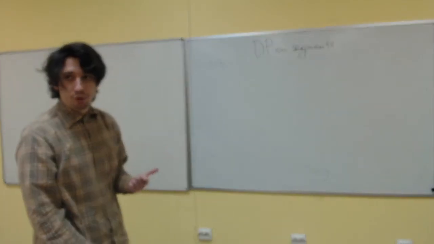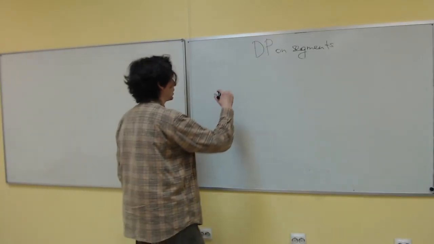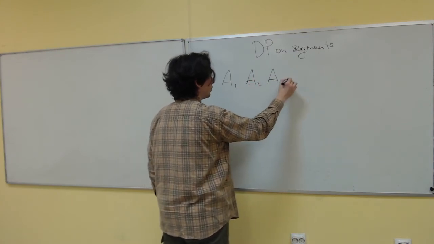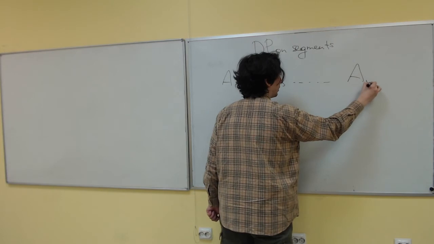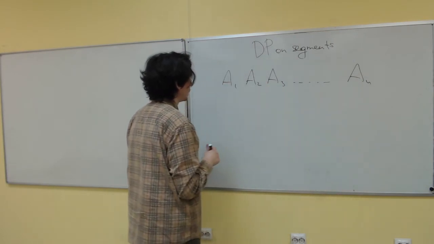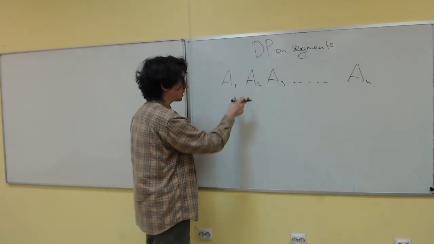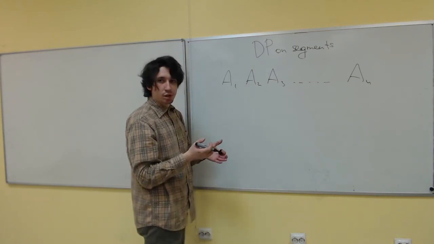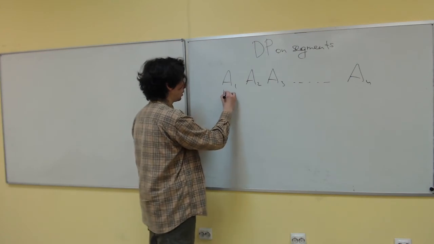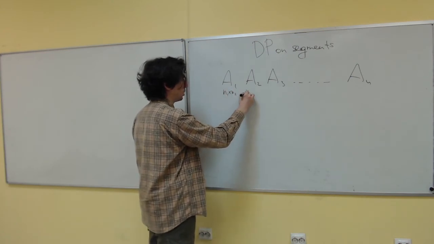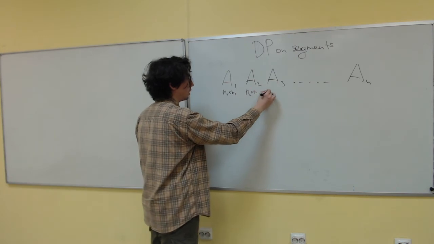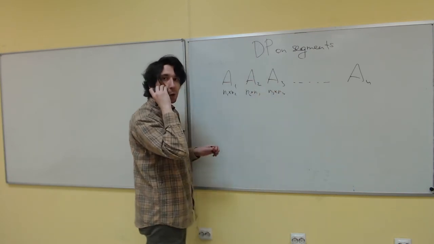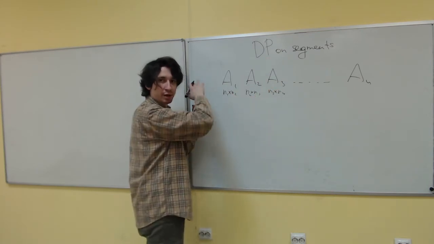Let us consider the following problem. You are given the matrices A1, A2, A3, ..., AN, and you know that these matrices have the right dimensions. What I mean by that is that this one is n1 times n2, this one is n2 times n3, this one is n3 times n4, and so on. So you can multiply them in any order, but from left to right.